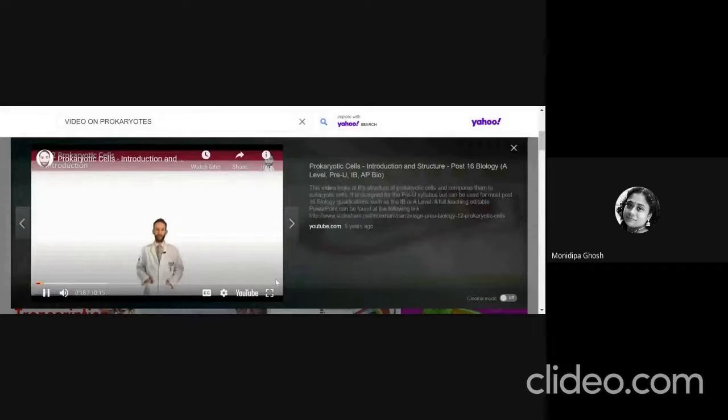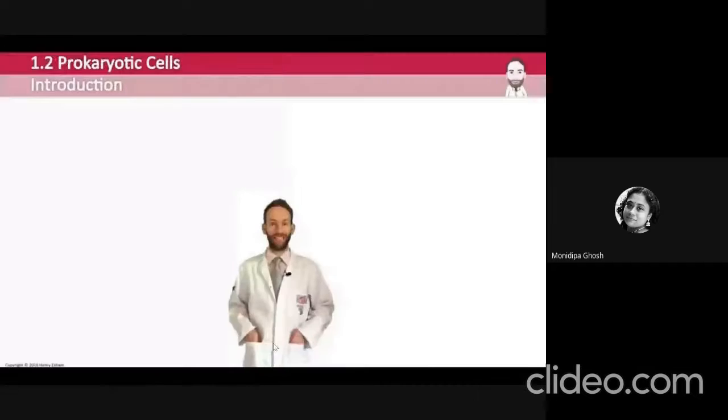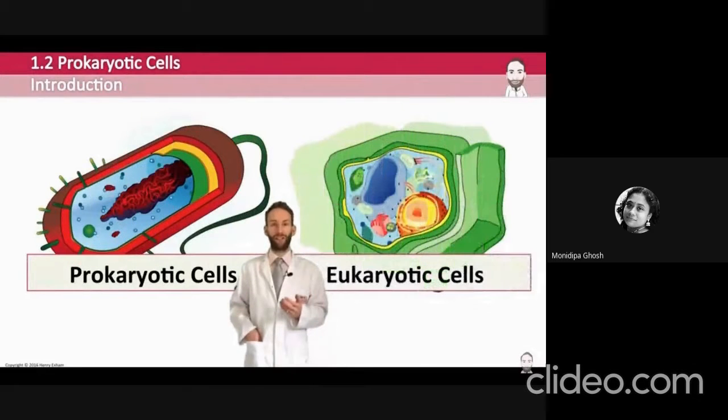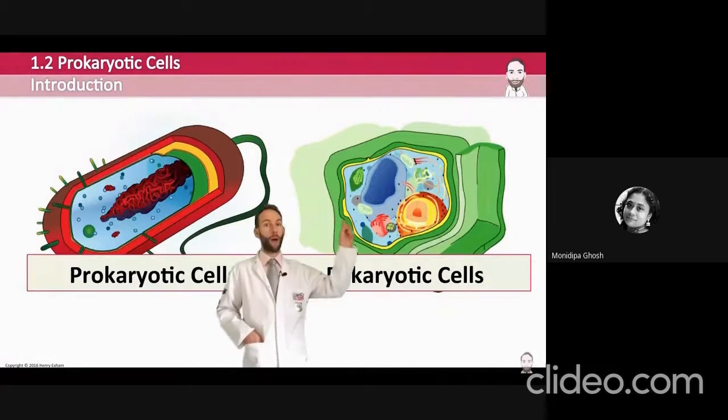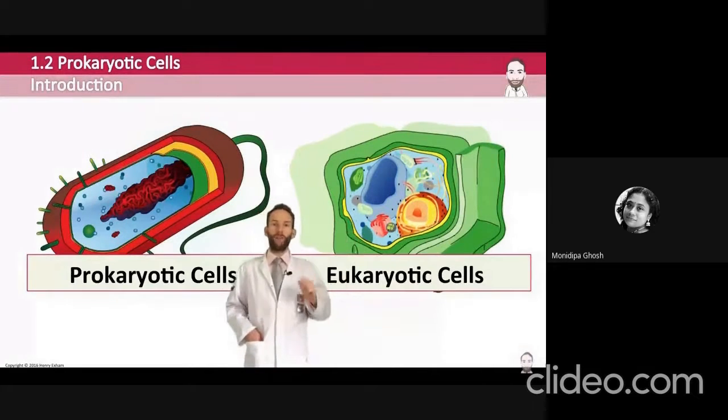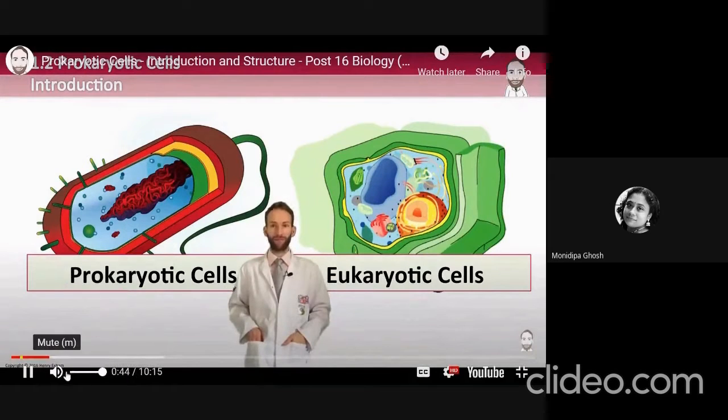So, as you know, all cells can be split into two categories. You've got your prokaryotic cells and the eukaryotic cells. And the difference between the two is that the eukaryotic cells have a nucleus and the prokaryotic cells don't have a nucleus. Now, we've already talked all about eukaryotic cells and their structure, and you can rewatch those videos by clicking here. But in this video, we're going to be talking about prokaryotic cells.